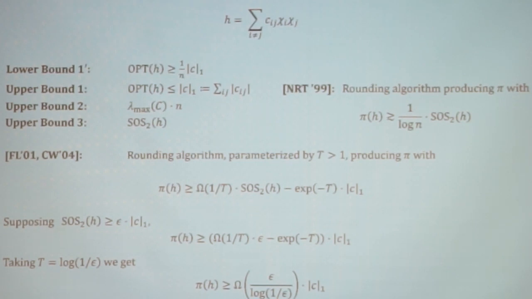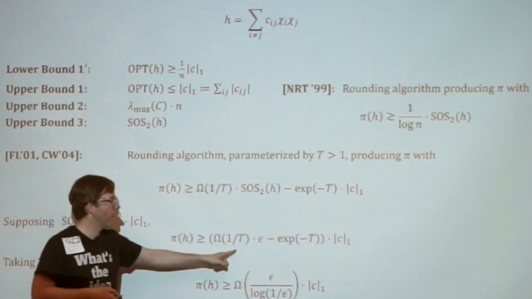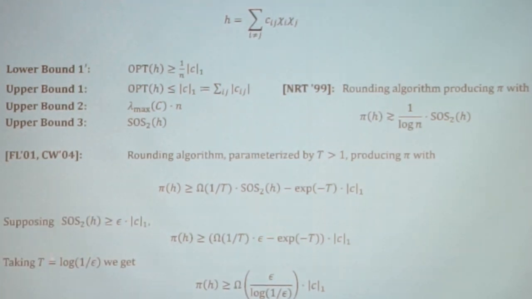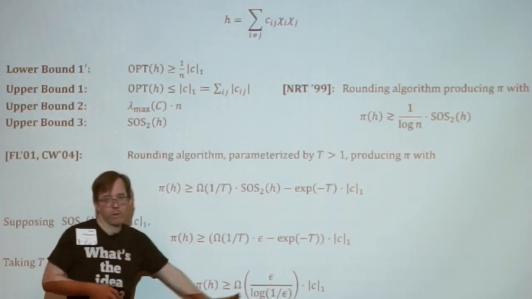So if you then select t to be log 1 over epsilon, then this will be like epsilon over log epsilon, and this error will become negligible if you make this constant here large enough, which maybe I should have written. And so the value of the h you get out of this algorithm is at least epsilon over log 1 over epsilon times this bound. So if your upper bound was epsilon, you get an assignment that's like epsilon over log 1 over epsilon.